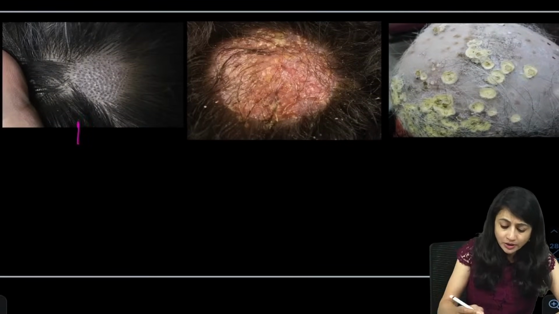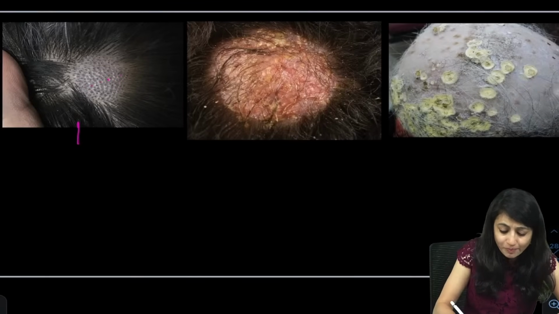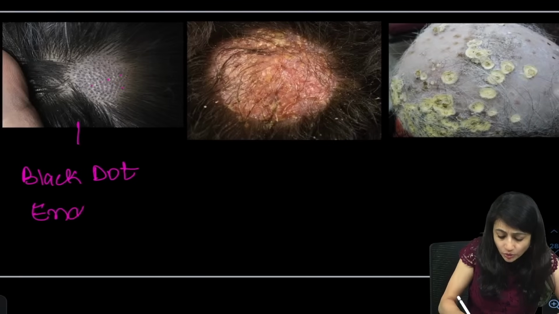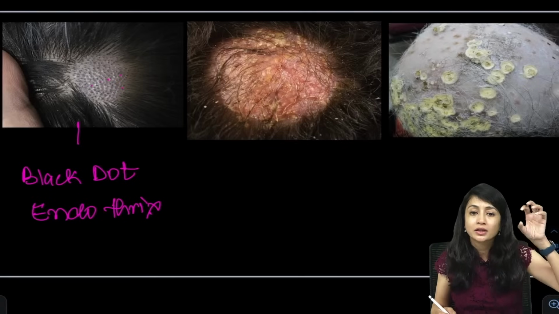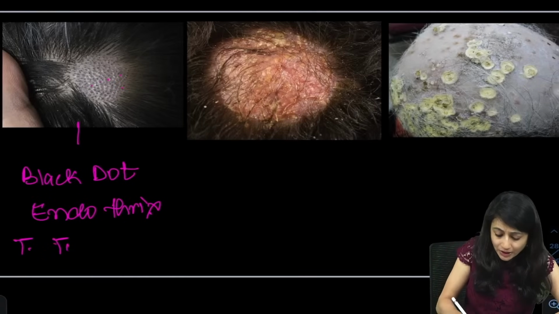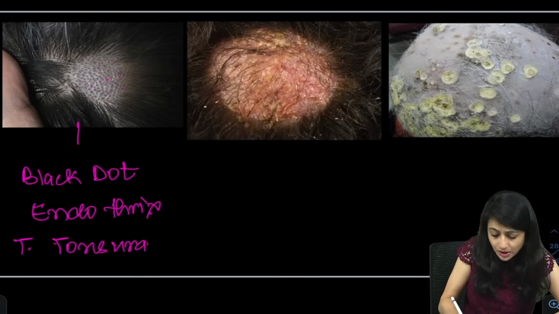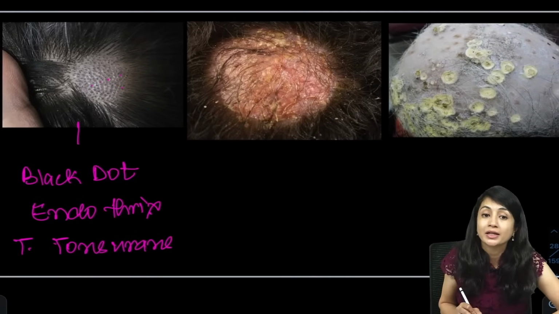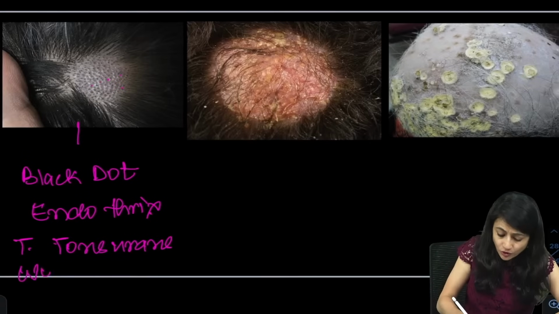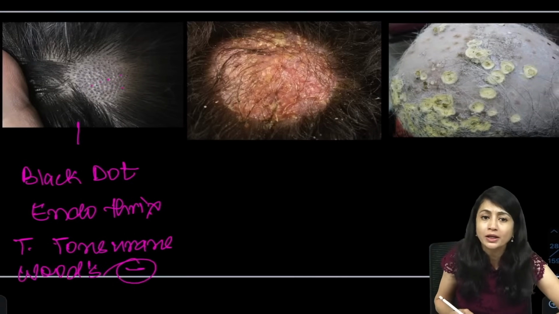So here, you can see a lot of black dots. So this is a black dot type of tinea capitis. It is an endothrix infection. That is why, what are these black dots? They are nothing but swollen hair shafts. Trichophyton tonsurans is the causative organism. Now here it is endothrix, so the fungus is inside. So if you do a Wood's lamp, it will be negative.